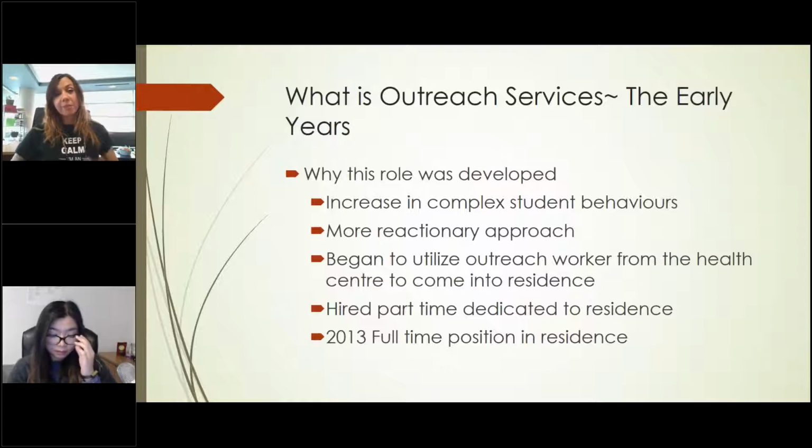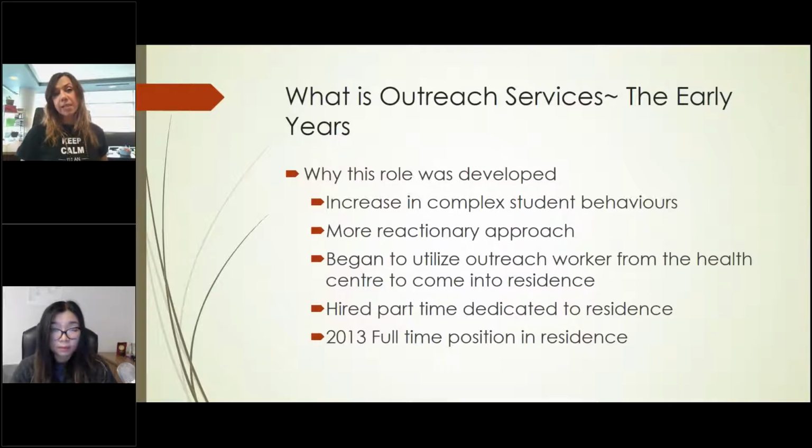So this role was developed because resident staff was realizing they were starting to see an influx of complex mental health issues. They were seeing suicidal ideation. They were seeing a lot of depression, anxiety, a lot of odd behavior, so to speak, that they really were not sure how to deal with. And they realized it was very much a reactive approach. There was no prevention, and there wasn't anybody in residence equipped to be able to manage these complex behaviors.